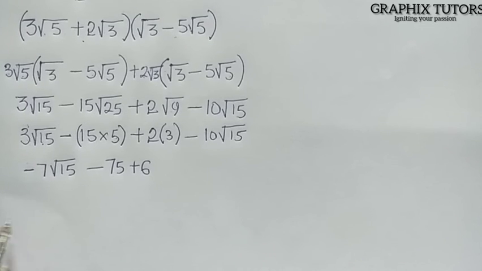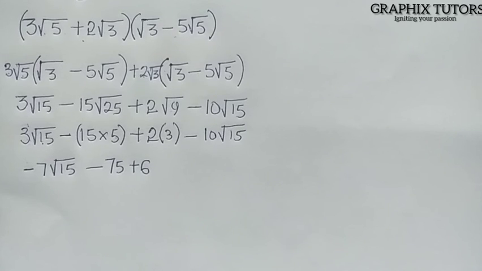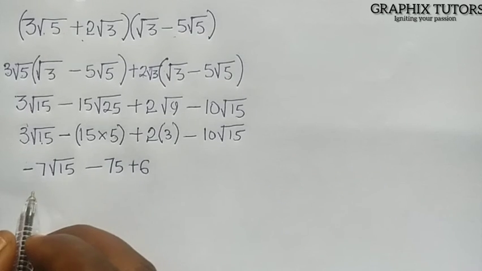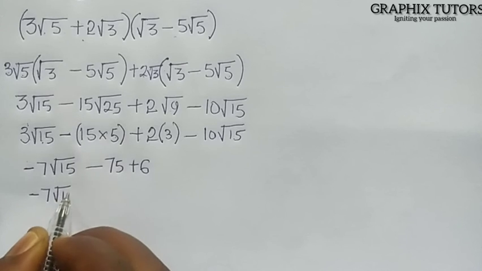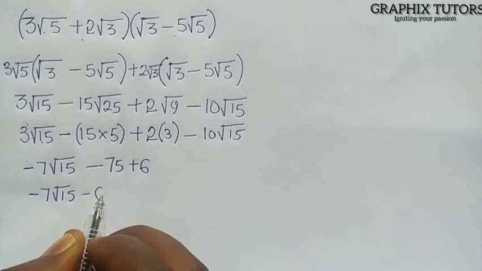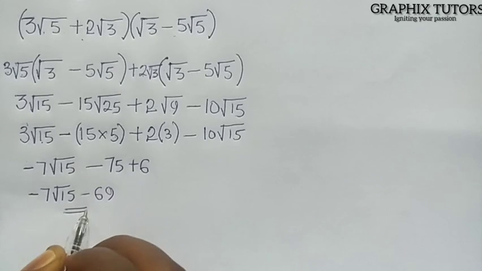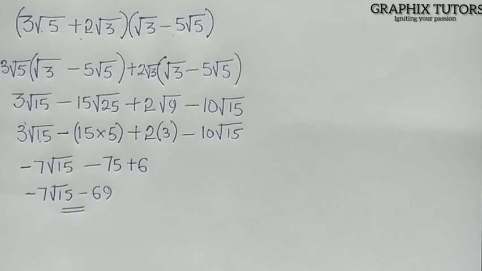Now from here, 75 minus 6 is what? That will give me 69. 75 minus 6 will give me 69. So I'll have minus 7 root 15 minus 69. So this will be my answer here.